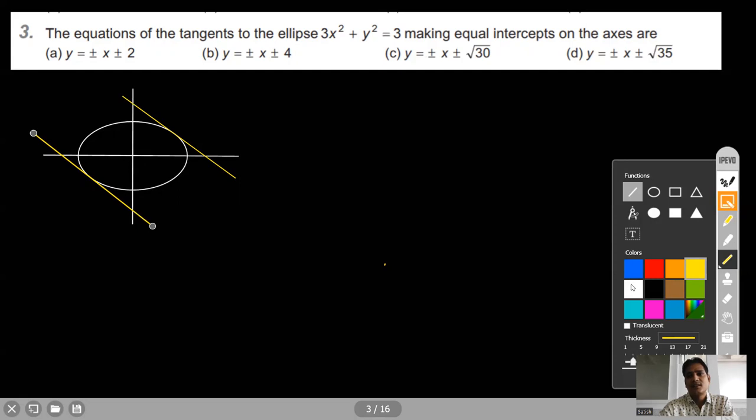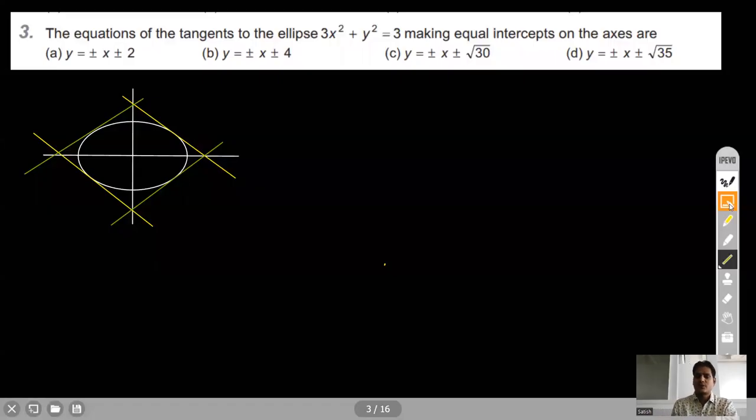And if you see this line, this is also one possibility, because the intercepts made by this green line will be equal. And this is also one possibility. So basically equal intercept means the slope is equal to plus or minus 1. Slope can be plus 1, like for this line the slope is equal to 1, and for this line the slope is equal to 1. Now for this yellow colored line the slope is equal to minus 1, and here the slope is equal to minus 1.